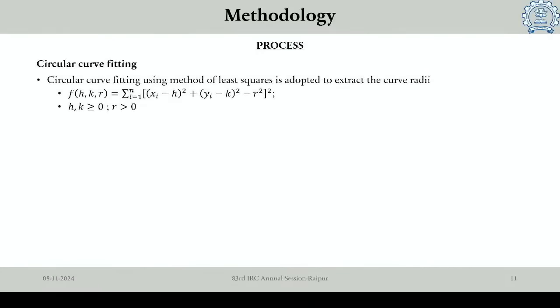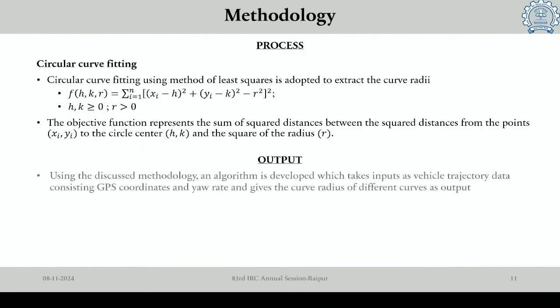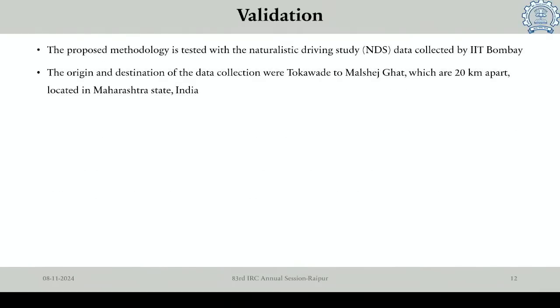And the curve fitting to get the curve radii, the extracted curve radii. So this is the objective function. The method of least squares is being used, and this is the objective function and the constraints of this method. Using the output from the discussed methodology, by giving the input of the Nashville driving data trajectories, the curve radii of the different curves are extracted, and then the validation of this methodology.